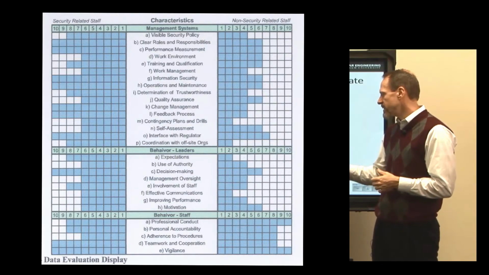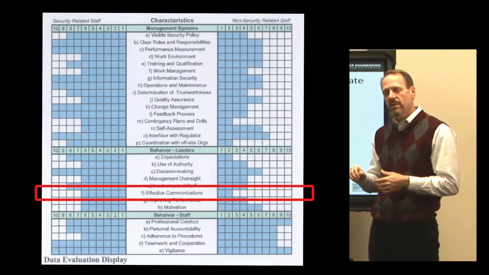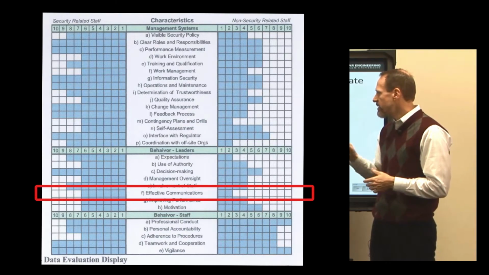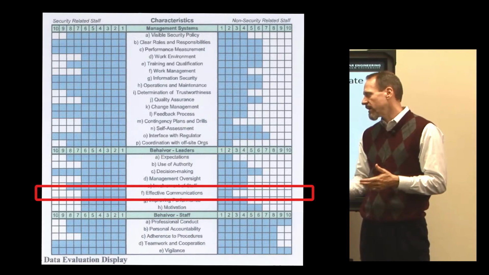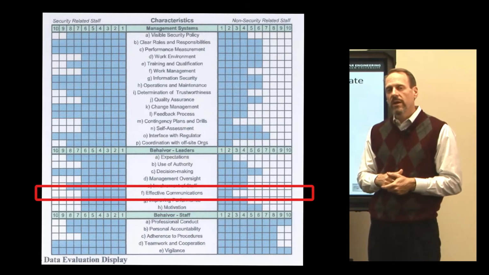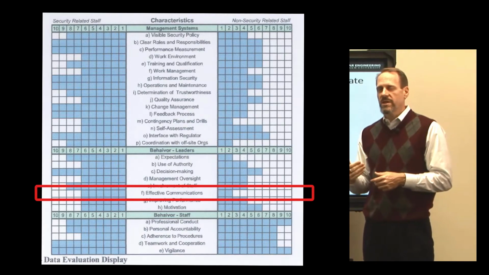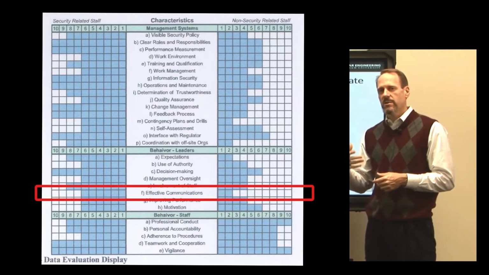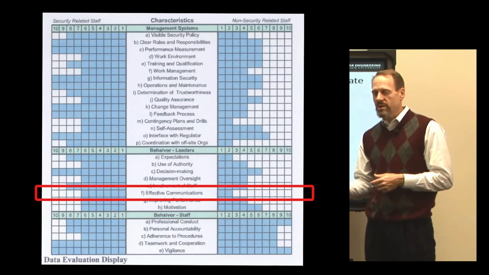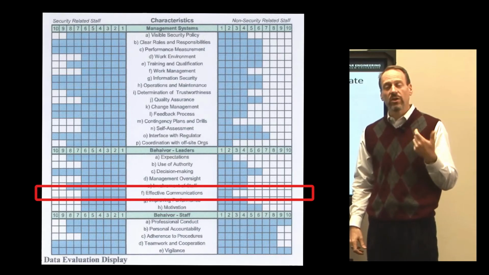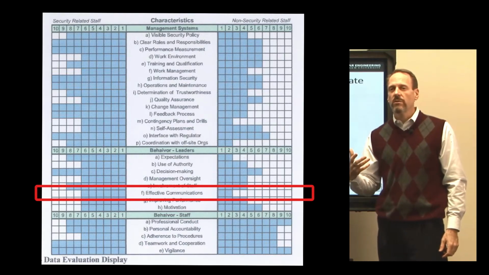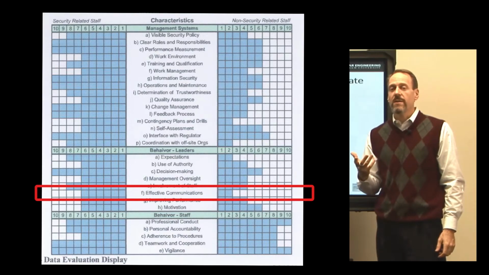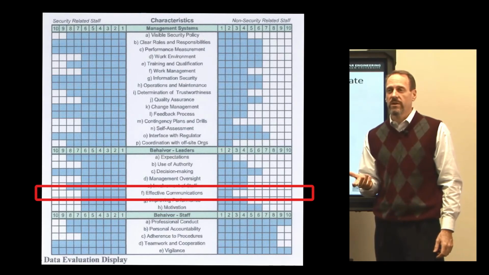So for some of these, you might see, for instance, effective communication on this particular slide is actually ranked relatively low by the non-security staff, even though the security staff ranks it as being reasonably good. And so obviously there's a difference in perception between the effectiveness of communication between the non-security personnel within a facility and the security personnel. The security personnel think they're doing a good job on that. The non-security personnel don't feel like there's good communication. They may feel like we don't know what's going on within a facility.